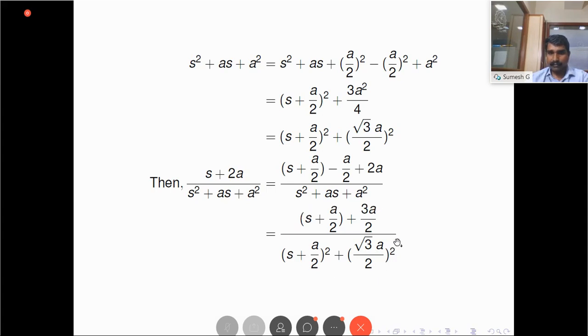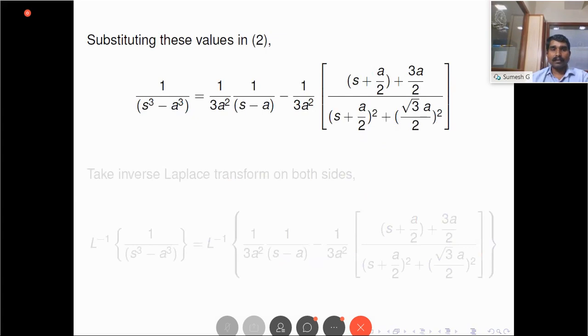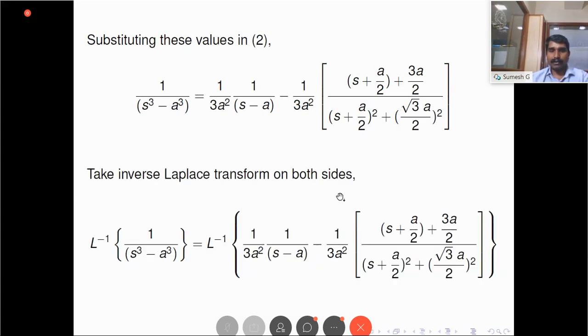Consider this expression. This is a function of s plus a by 2. Find the inverse of this expression. You can apply the concept using the first shifting property. Taking the inverse, you obtain the expression like this. We apply the linearity property. You can take the constant outside and you can split the corresponding terms.